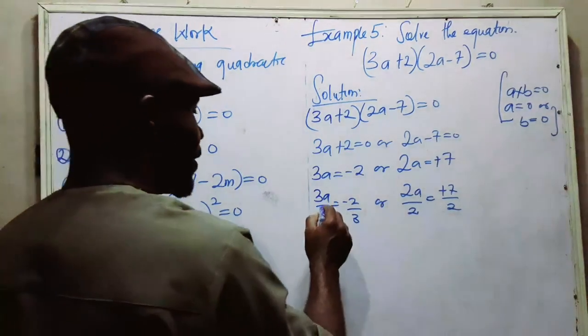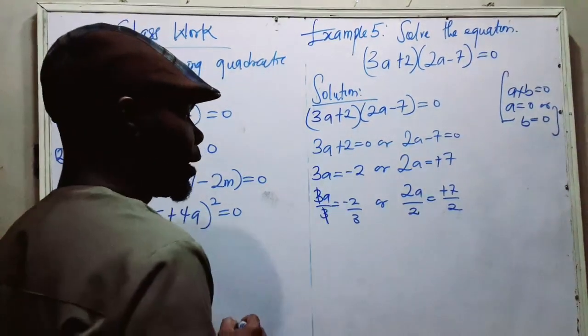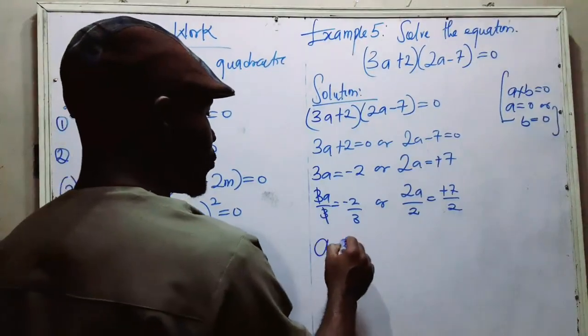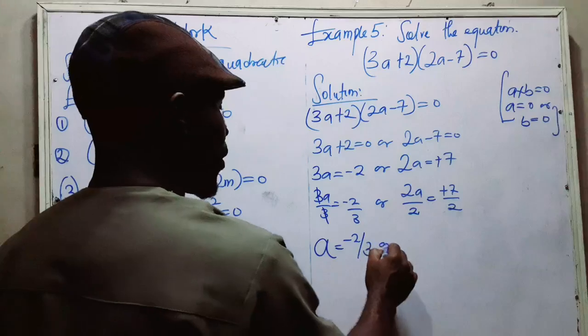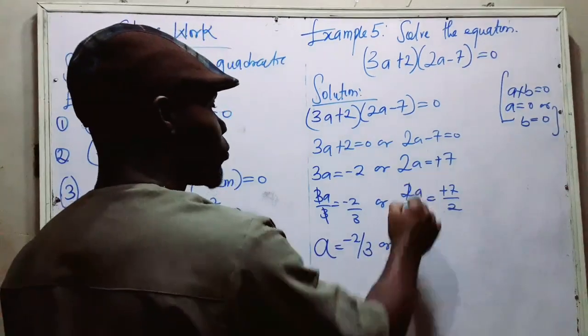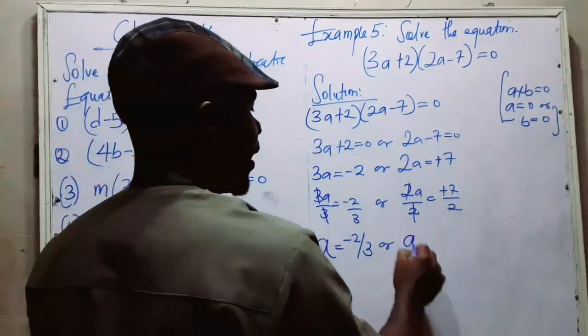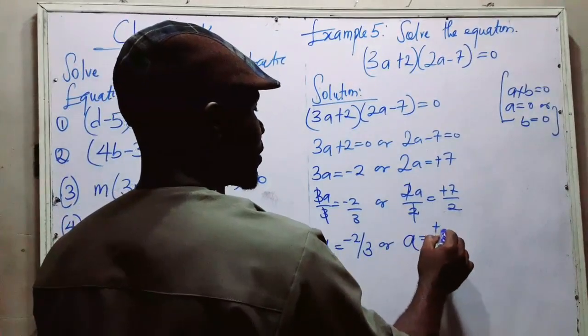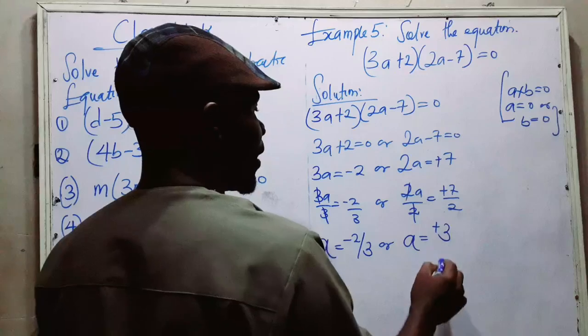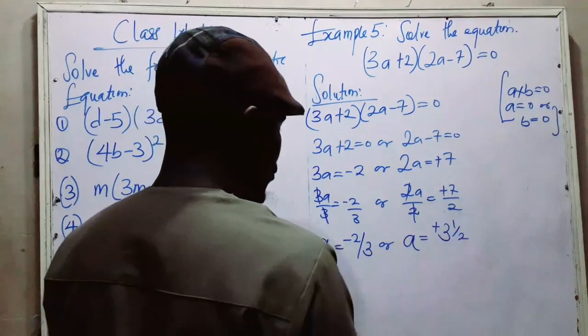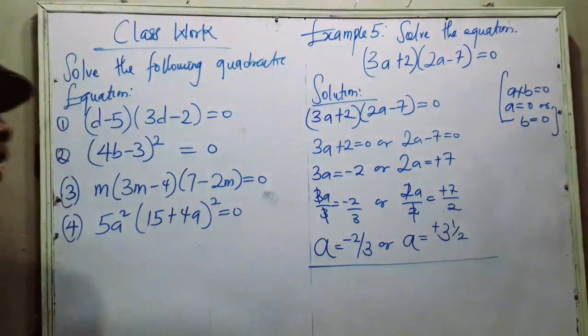So therefore, 3 cancels 3, our a is equal to minus 2 over 3, or 2 cancels 2, our a is equal to plus 3 and 1 over 2. So this is the answer.